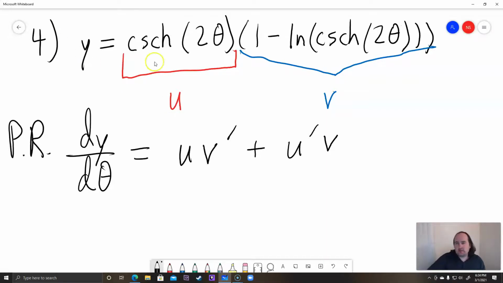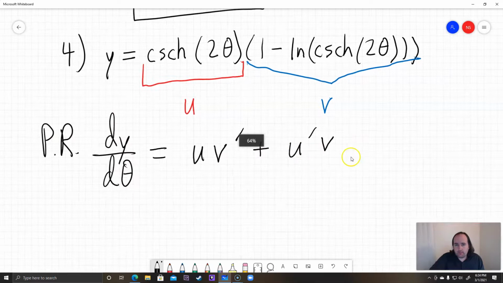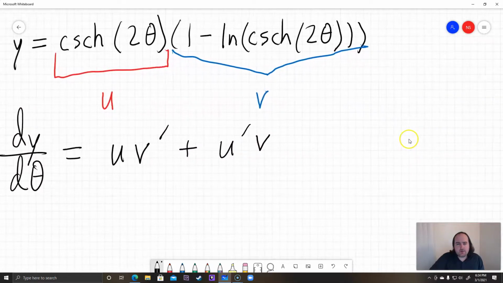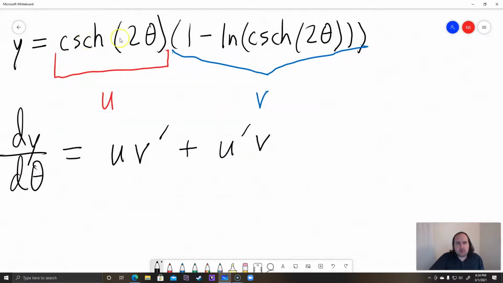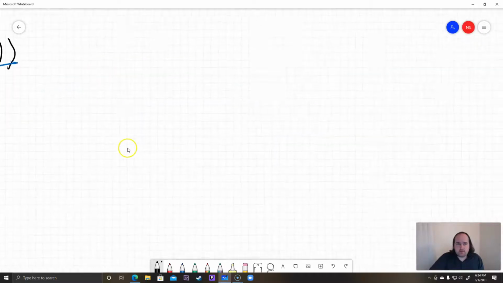And the other thing you could have done here is distribute the cosec of 2 theta at the beginning if you wanted to, but then you would end up having to take the derivative of 2 terms, so I don't know if that would really be any easier, and you'd still end up having to do the product rule. So I'm just doing it this way. Okay, so what we're going to need to calculate here is u prime and then also v prime in order to plug them into the product rule. Okay, so let's start with u prime. What is the derivative of cosec of 2 theta? Let's do that over here.